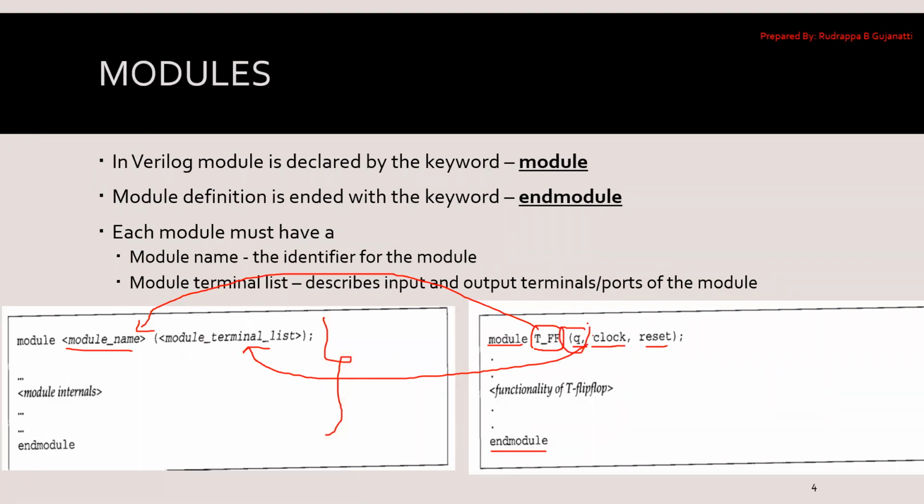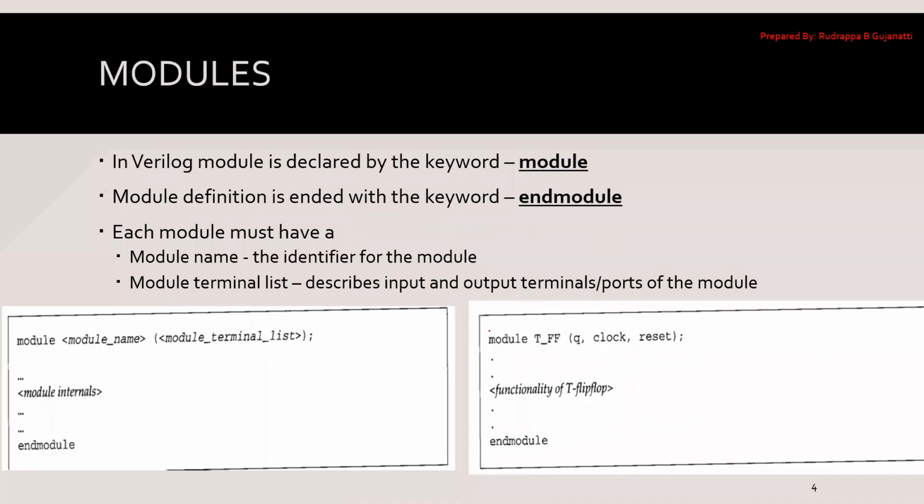If I look at it, Q is output, clock is input, and reset is input. That is declared using the keywords. This is how the module is declared in Verilog. So you have the module name, terminal list, module keyword, and endmodule keyword. These are the things.